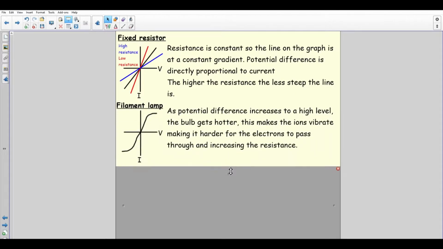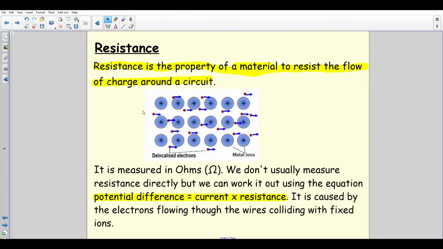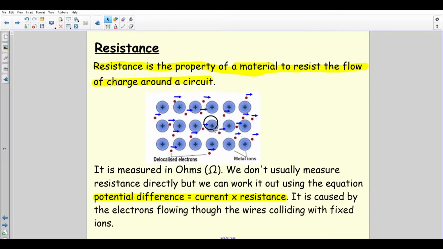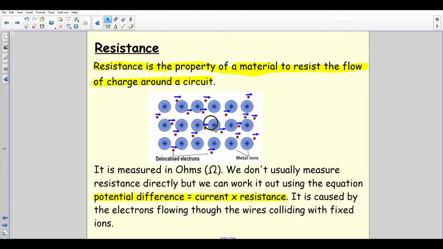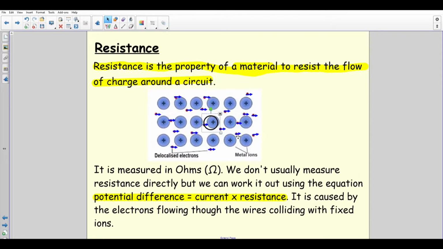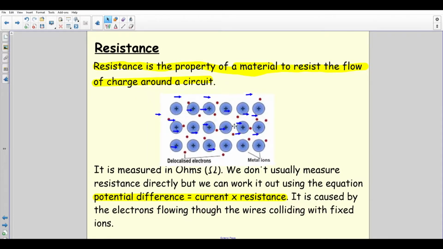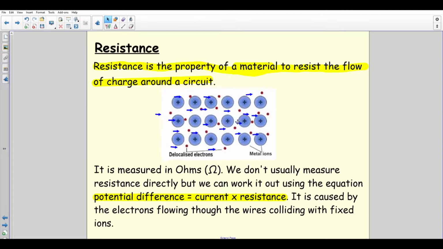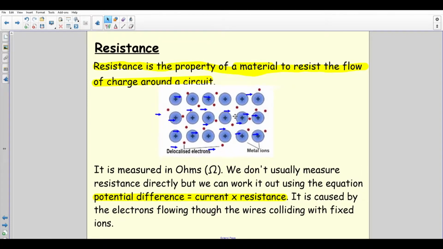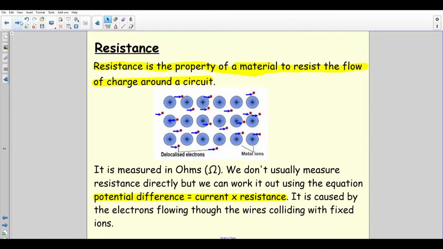Right, moving on to a filament lamp. Based on that, higher resistance means a less steep line, so look what happens up at the top. It's starting to get less steep, so the resistance must be getting higher. This is because as the potential difference gets higher, our ions start to vibrate because it's getting hot. Think about a lamp: it gets hot when it has really high resistance. When the ions are vibrating around a fixed position more and more, it makes it really hard for the electrons to get through.